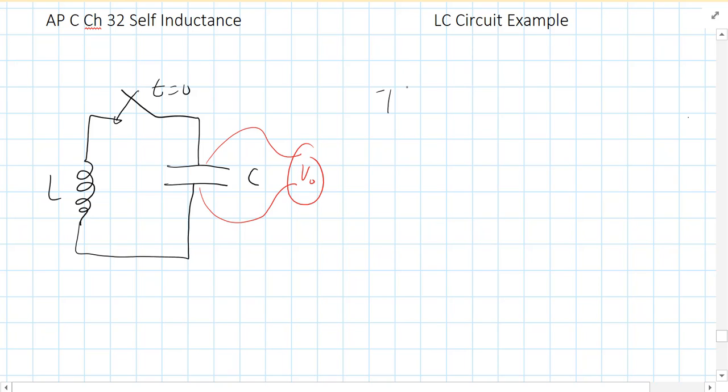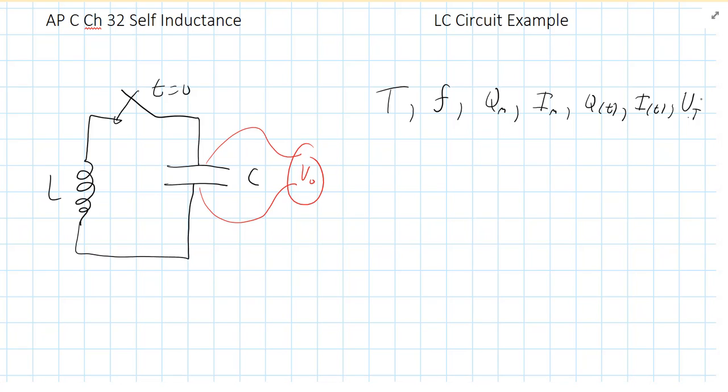We're going to determine the period of oscillation of the charge, the frequency of oscillation of the charge, the maximum charge, the maximum current, the charge as a function of time, the current as a function of time, and the total energy stored in the circuit at any moment. All those things in terms of only these three letters. So our answers can only have those three letters in them.